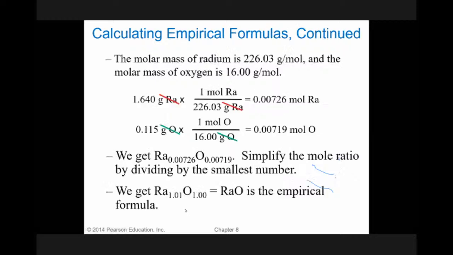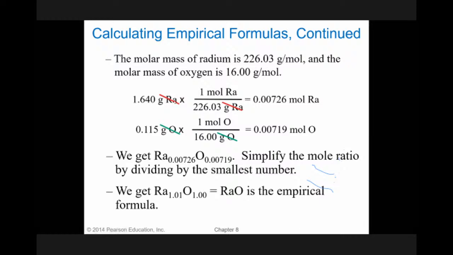The molar mass of radium, we go to the periodic table. You go to the periodic table, you see it there. That's why the periodic table is very, very important. It's 226.03 gram per mole. And the molar mass for oxygen is 16.00 gram per mole. You find those.